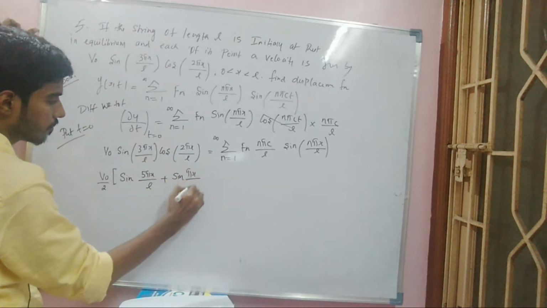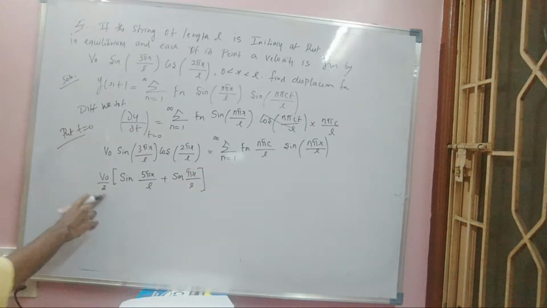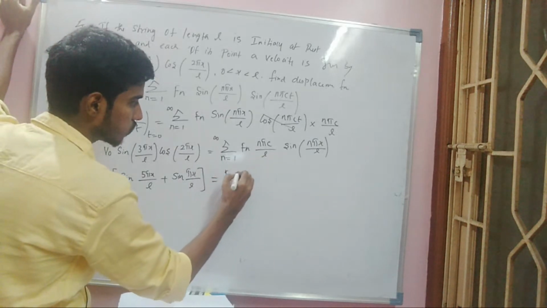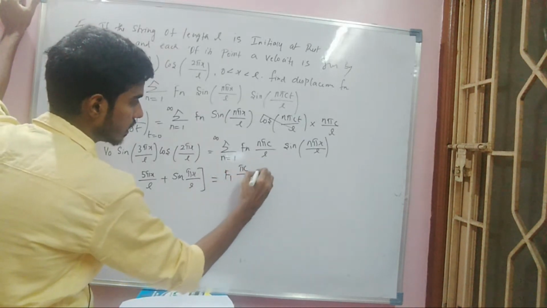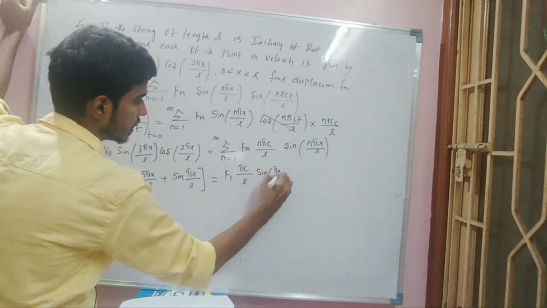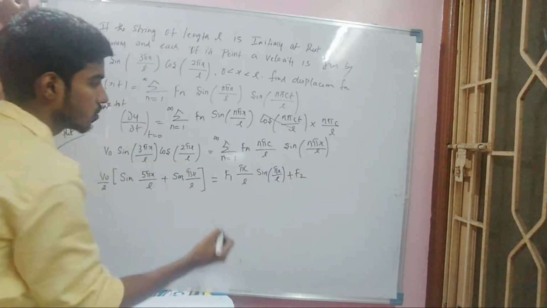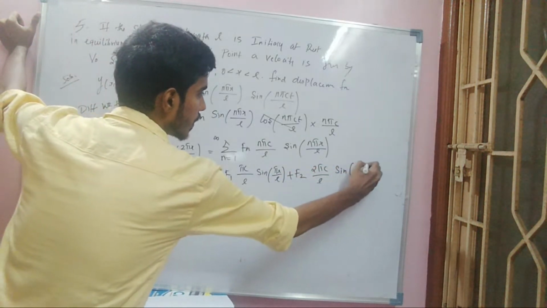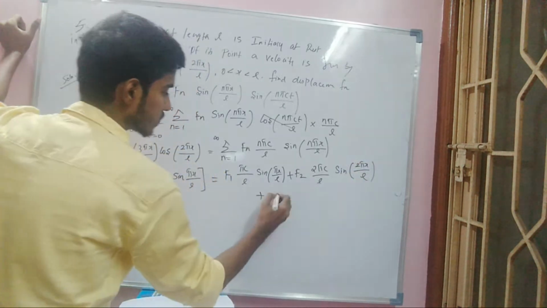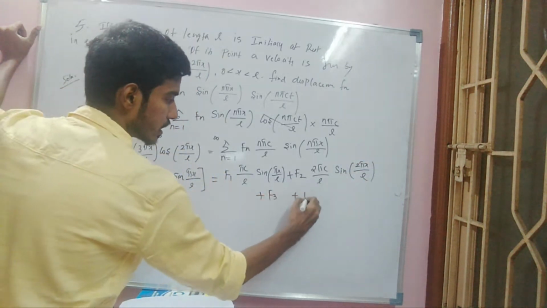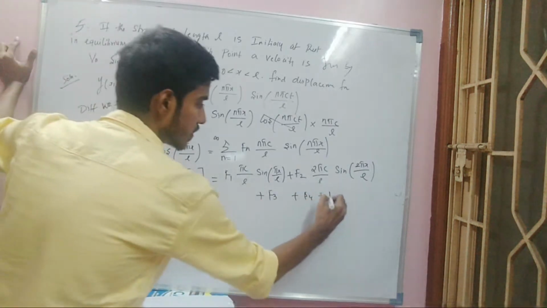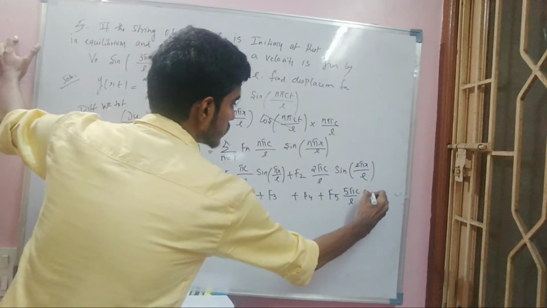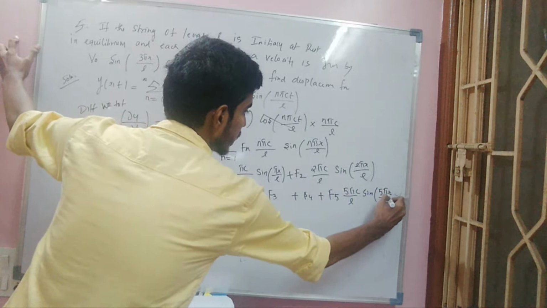So sin πx by L. So we have 1 by 2. Here we will run the summation. If I run the summation from n equal to 1, we will have f1 πc by L sin πx by L plus f2 2πc by L sin 2πx by L plus f3 something, f4 something, and f5 5πc by L sin 5πx by L, and so on.